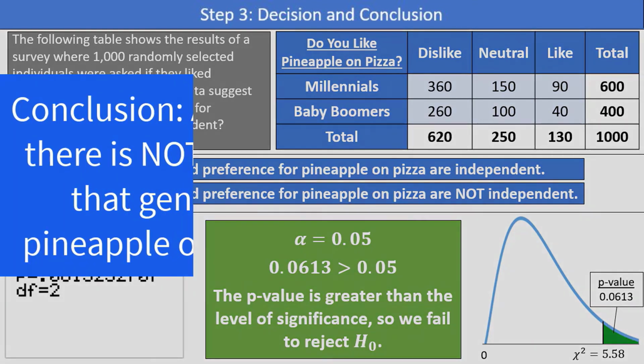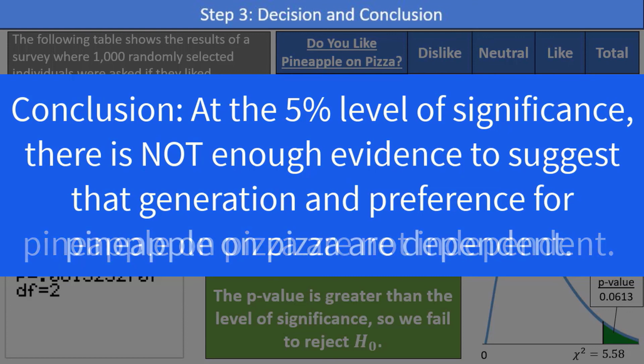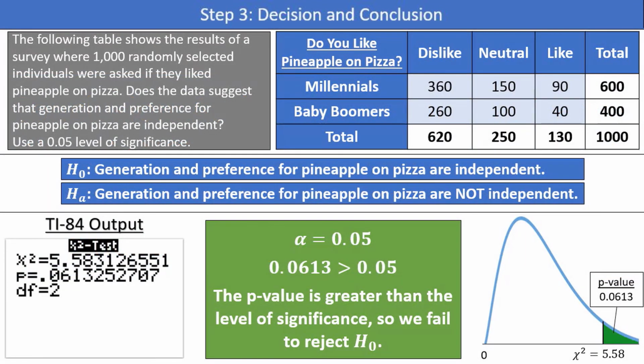Our conclusion is that, at the 5% level of significance, there is not enough evidence to suggest that generation and preference for pineapple on pizza are not independent. Or if you like, you could replace not independent with dependent. And we are done. Alright, my friends, that wraps up our discussion of the chi-square test of independence.